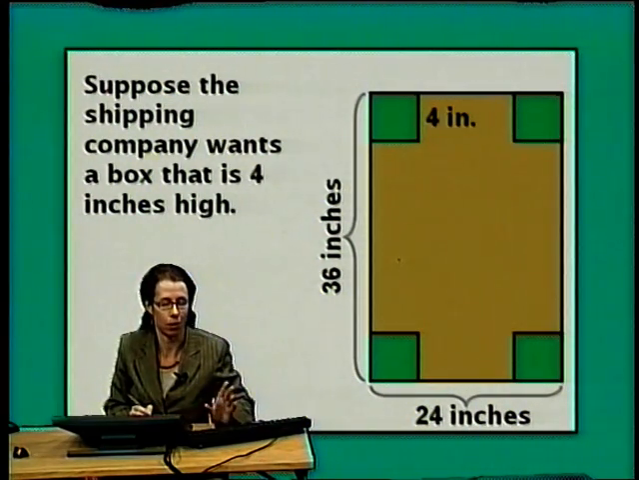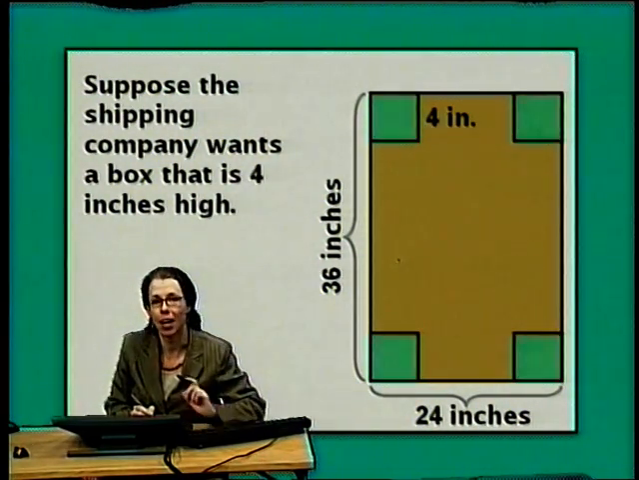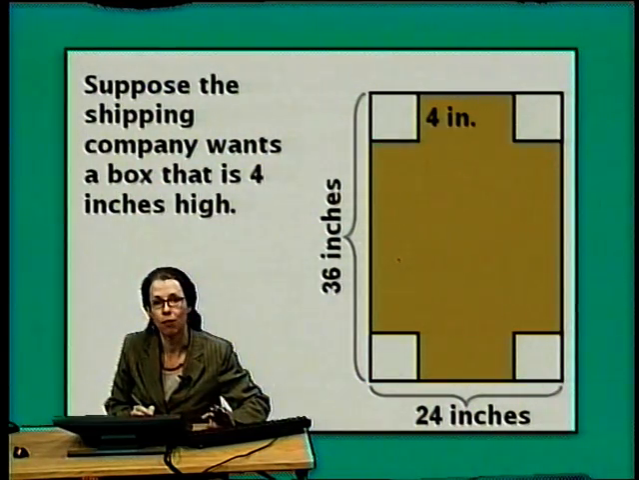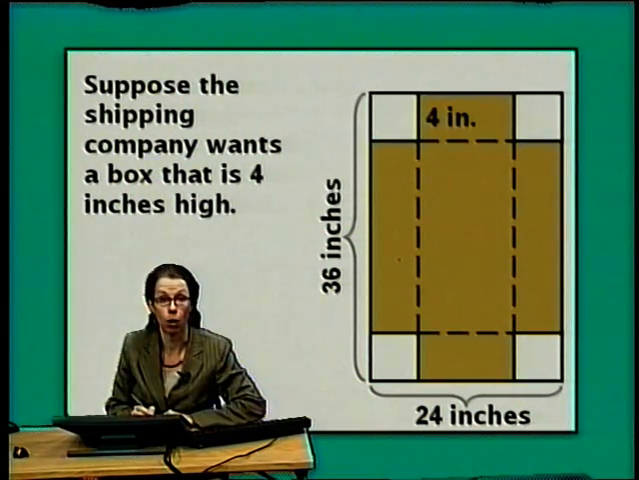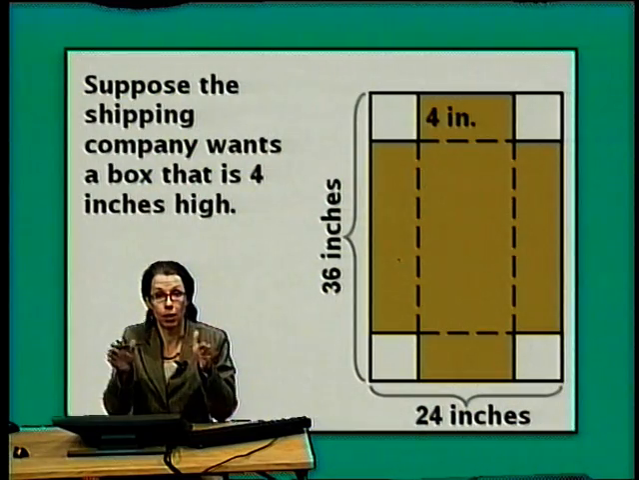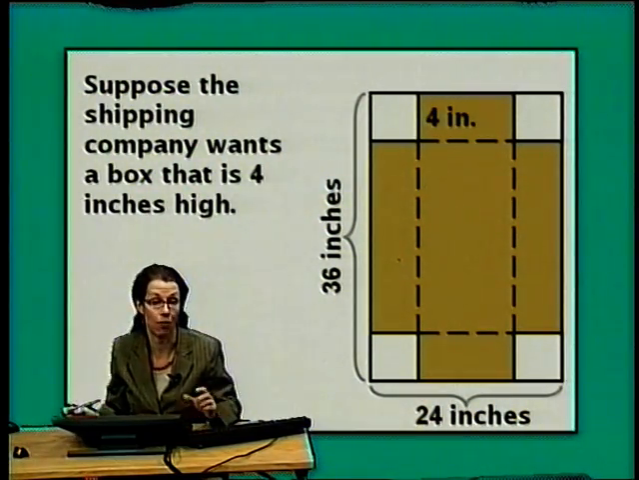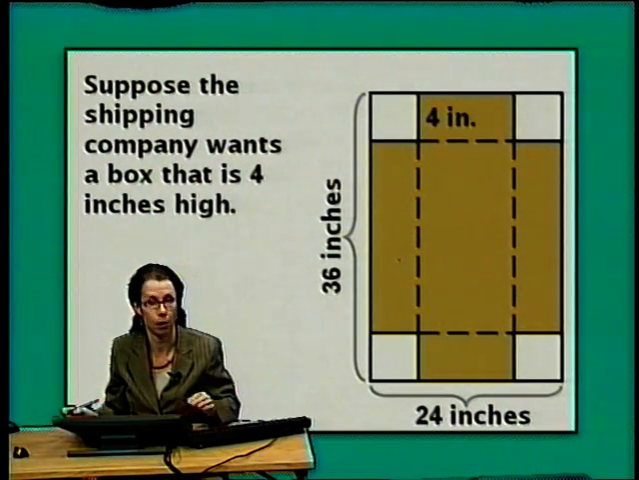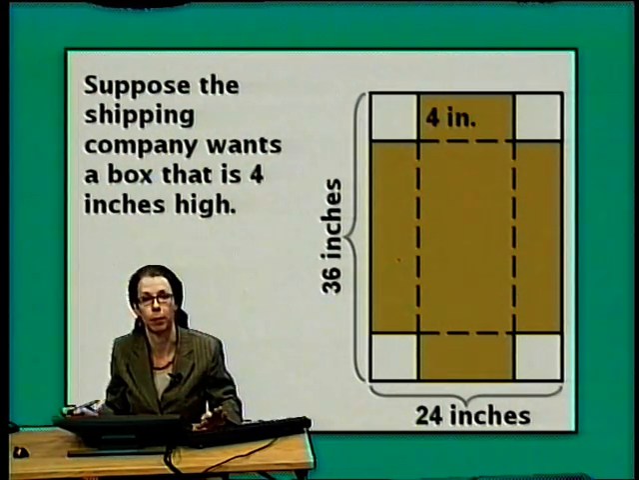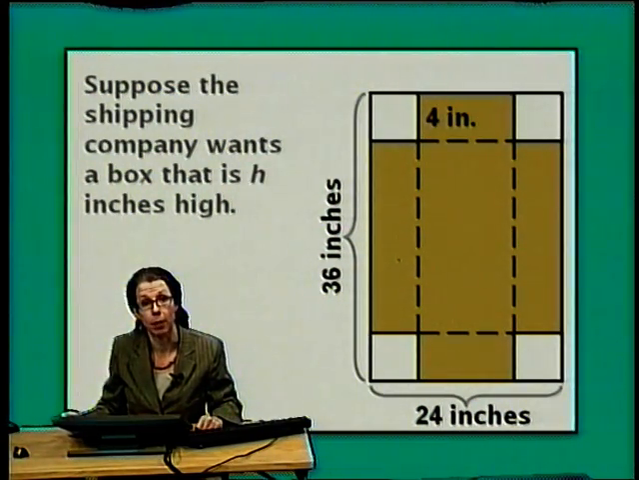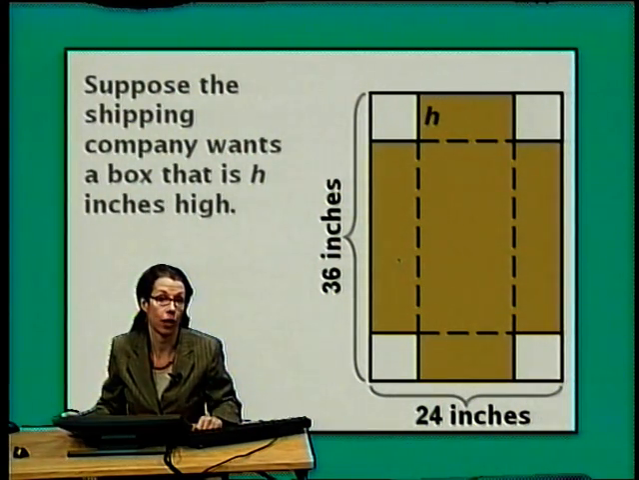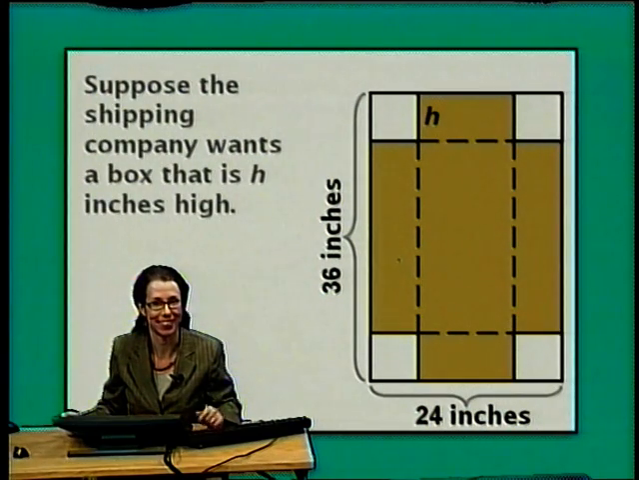Well, why would they do this? Look at what happens. If you cut out those squares and then fold the cardboard along those dotted lines, you're going to get a 3-dimensional box. This box is going to have a height of 4 inches. Let's generalize this a little bit. Suppose the shipping company wants a box that's h inches high. We're just going to change the 4 inches to an h.